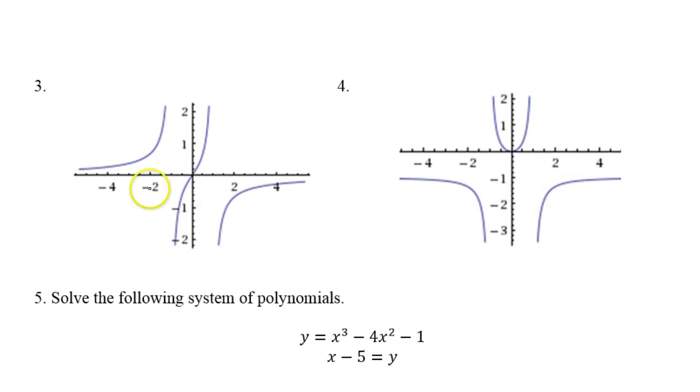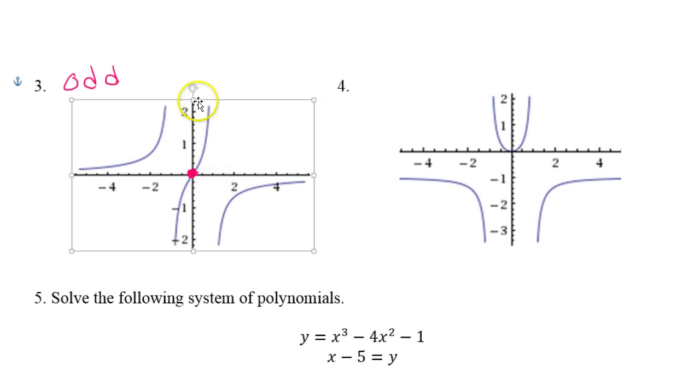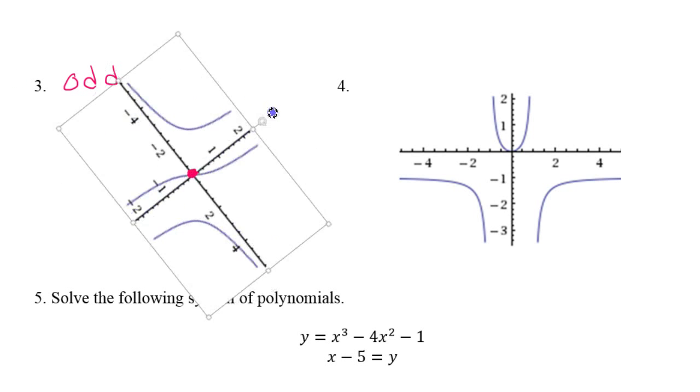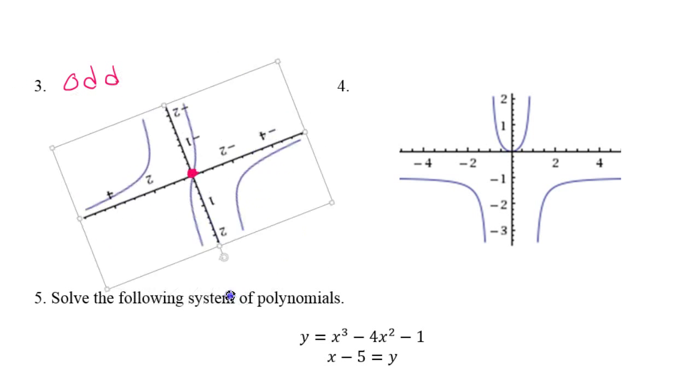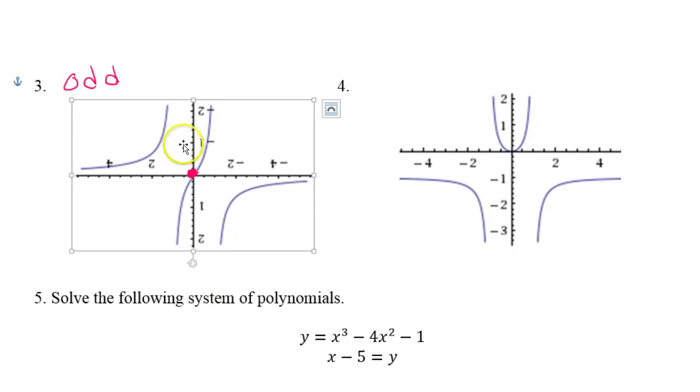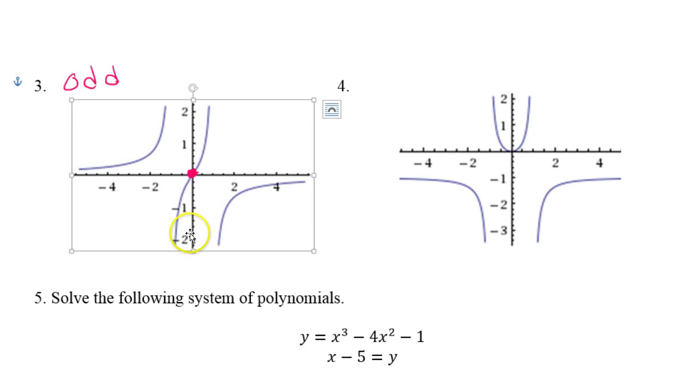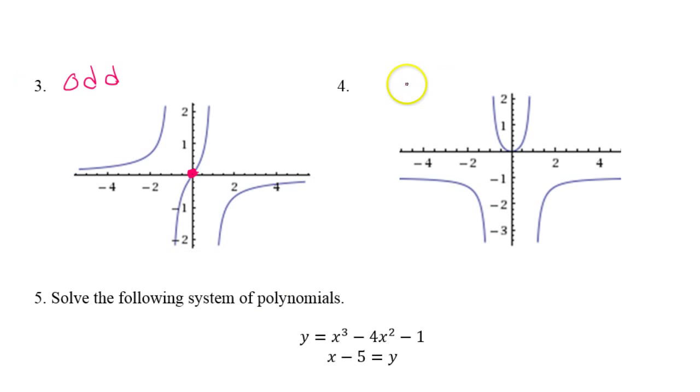Okay, on the other hand, number 3, this is odd because this point is the center of rotation and it is the origin. If I take this and rotate it around the origin, it looks the same as it did before. Okay, see how it keeps looking the same? And the center of the rotation is the origin. That makes it odd.